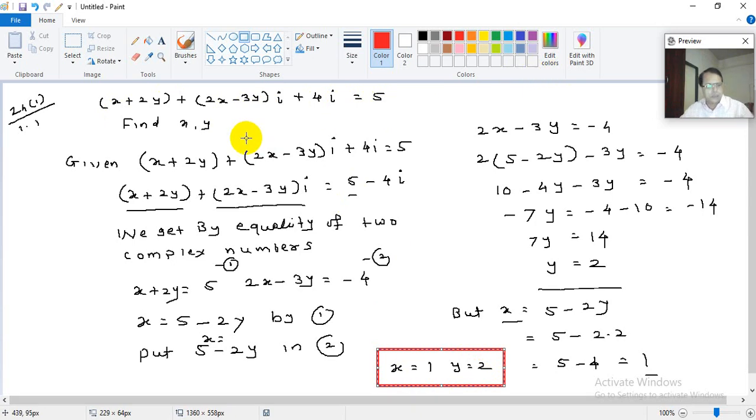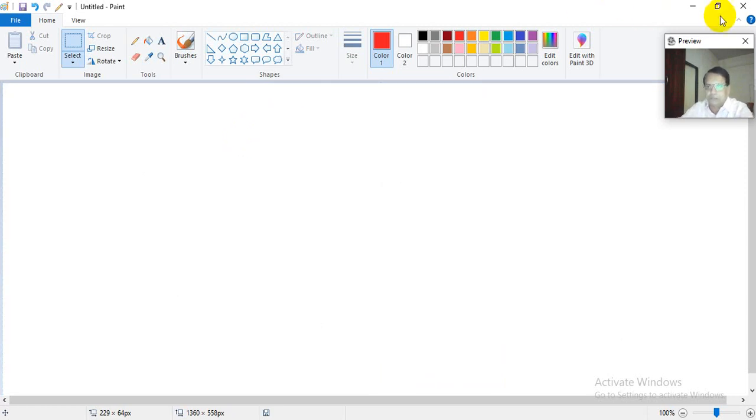Nothing wrong in that. So these are the problems depending on equality of the two complex numbers. Remember, if you know when two complex numbers are equal, then such problems can be easily managed. Okay, I hope you understood this. Coming to the next problem.